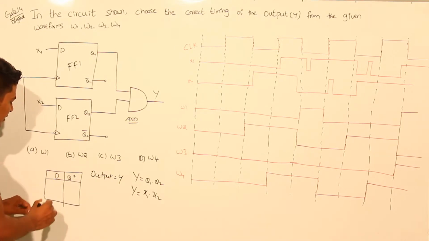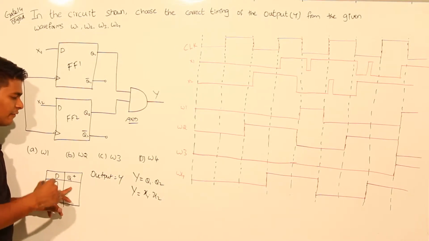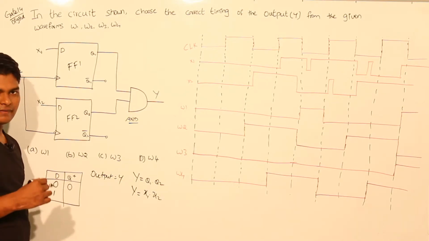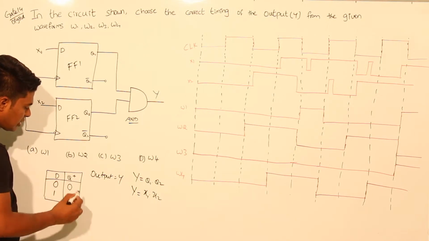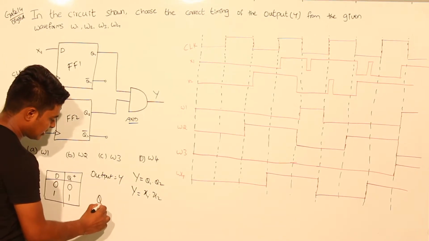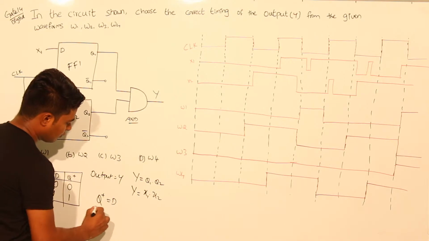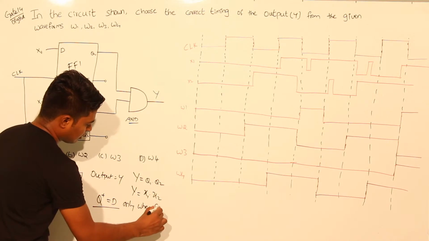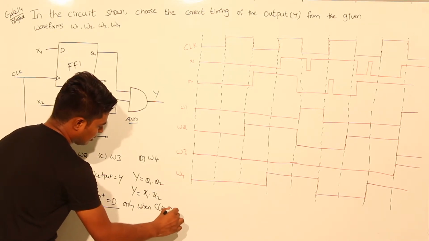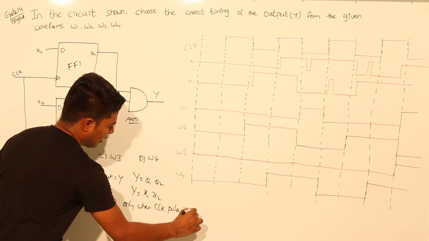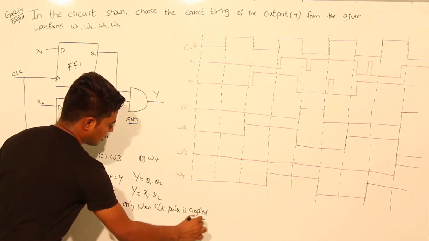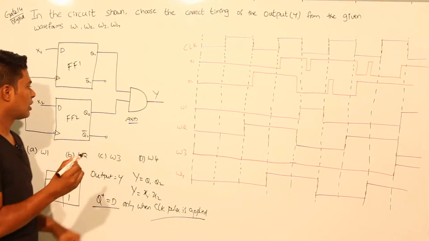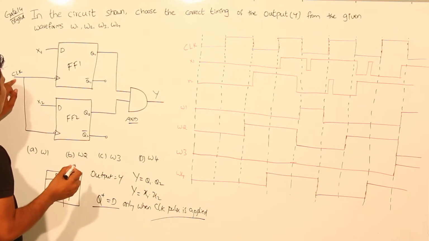Whenever D is equal to 0, after the application of the clock pulse, Q equals 0. Whenever D equals 1, after the application of the clock pulse, Q plus is equal to 1. So you can clearly state that Q plus is equal to D only when the clock pulse is applied. After the application of the clock pulse, only then Q plus and D are equal.